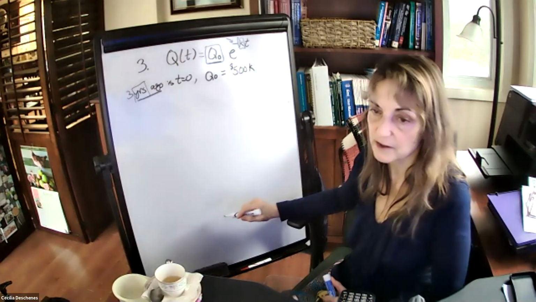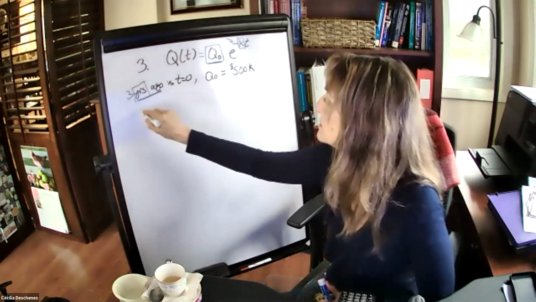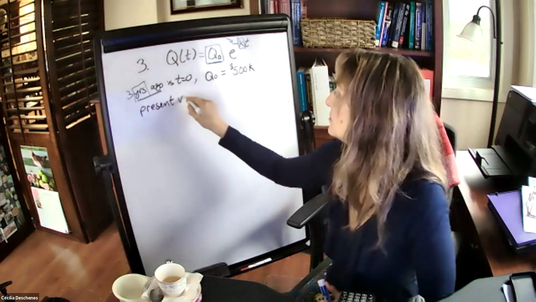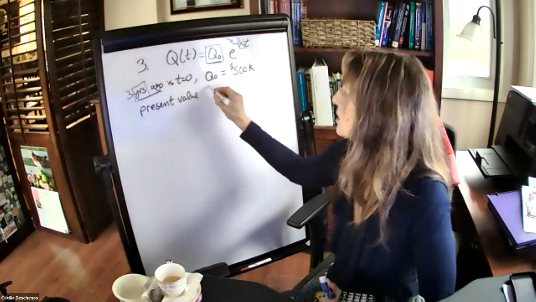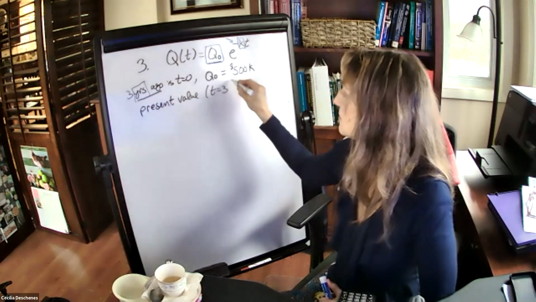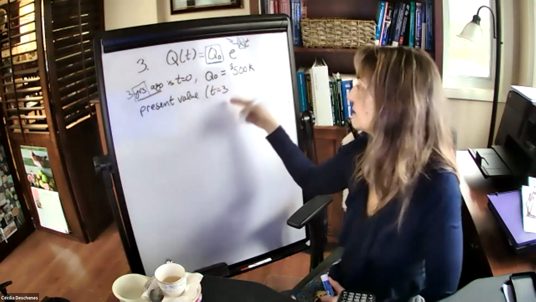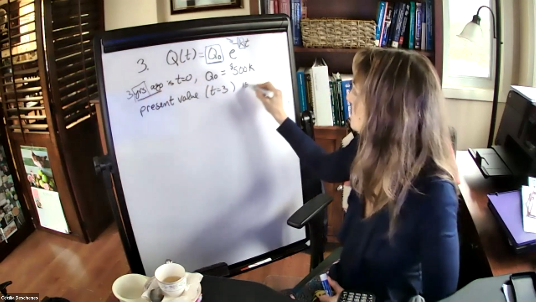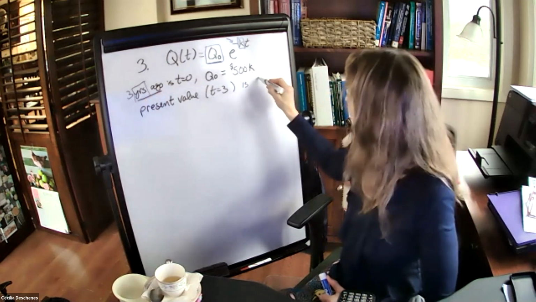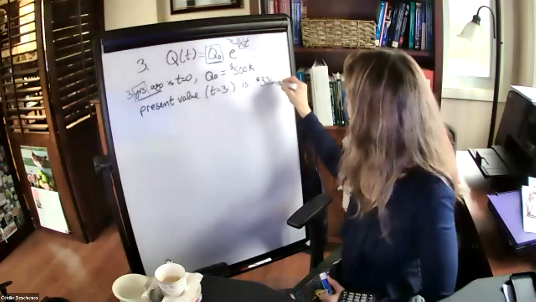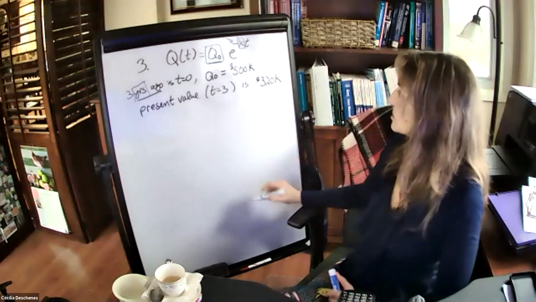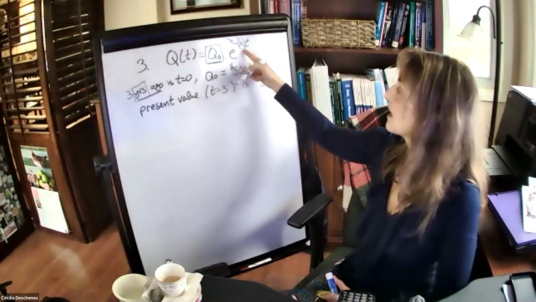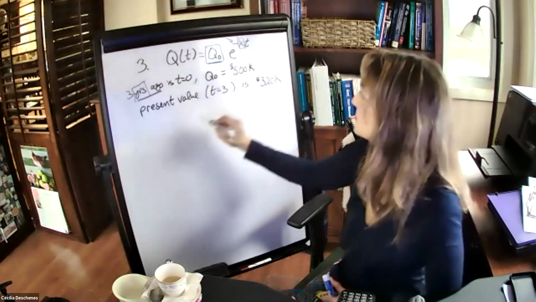Oh, its present resale value is 320. So present value. And we're going to say that's when t equals 3 because we're 3 years after the initial amount. Present value when t equals 3 is 320,000. Okay, so we're going to use what we know, what they give us, to solve for the k.